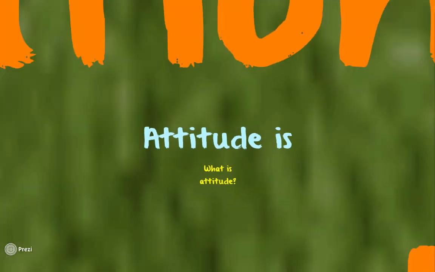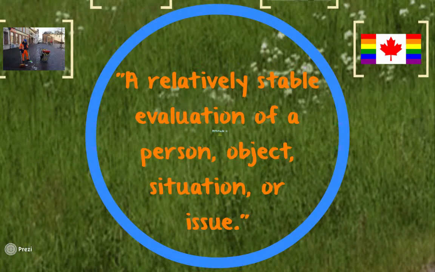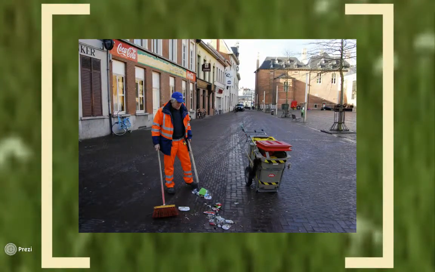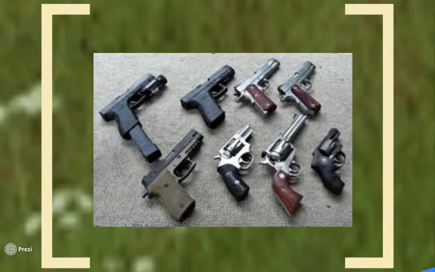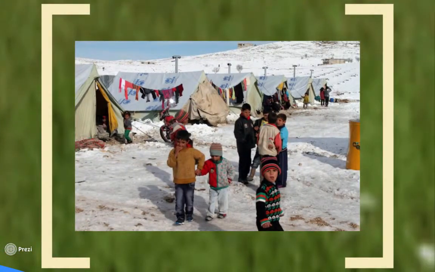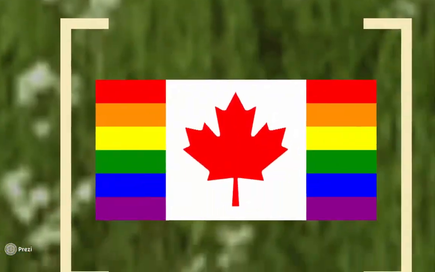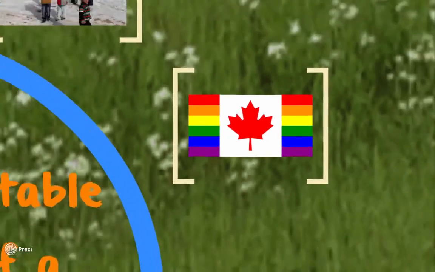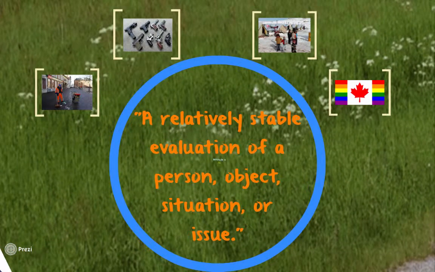Attitude is a relatively stable evaluation of a person, an object, a situation, or an issue. No doubt you had an immediate thought or evaluation as you viewed each picture. It may have been positive or negative or neutral. When we evaluate something, we go through a process in our minds. What process do we go through when it comes to developing an attitude?